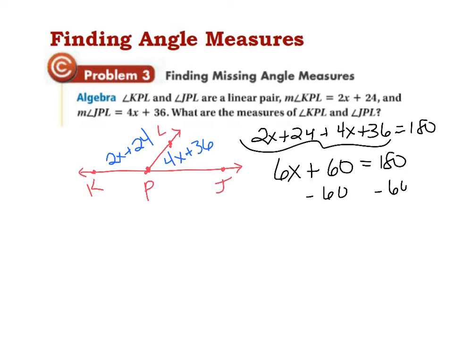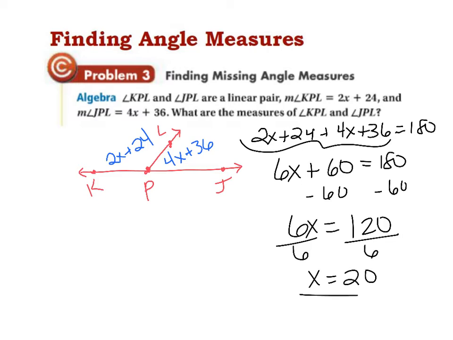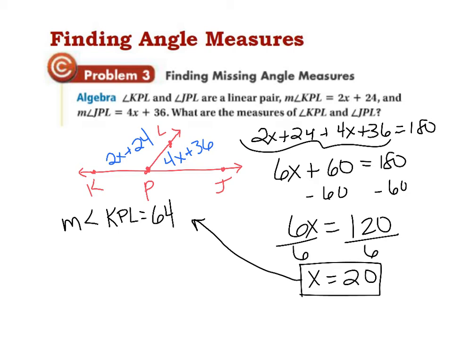Okay, did you finish? All right, 6x equals 120, divided by 6. X is 20. Now that's what x equals. Now what we're going to do is plug it back in to see what each of these angles is. So if I plug it in up here, the measure of angle KPL would equal, 2 times 20 is 40, plus 24 is 64. That angle is 64. Remember what I said about my picture maybe not being drawn to scale, because that's an obtuse angle and I only got a 64. That's all right. The math is still there.